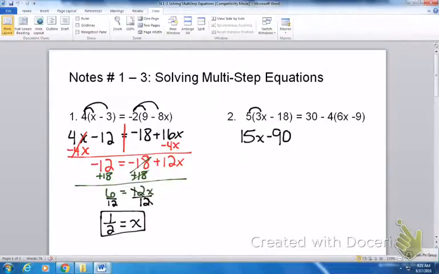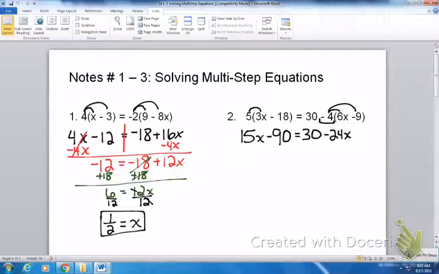And guys, if you need to use your calculator for that, use it. You'll have it on the STAR test, so use it as much as you can. Now that's all we have on that side. On the other side, I have this 30 that has nothing to do with distribution. And now I need to distribute my negative 4. Negative 4 times 6x is negative 24x.